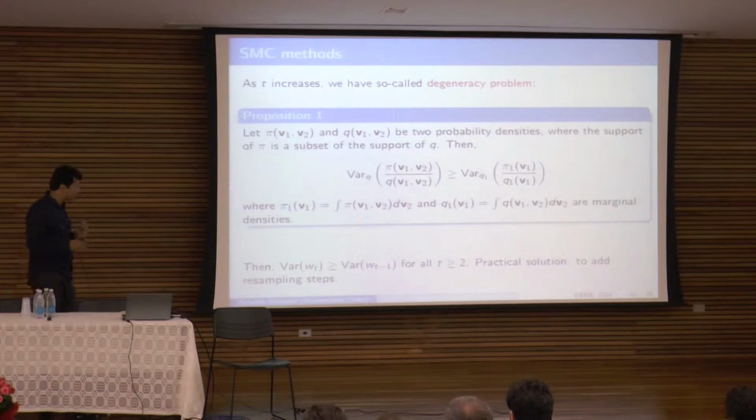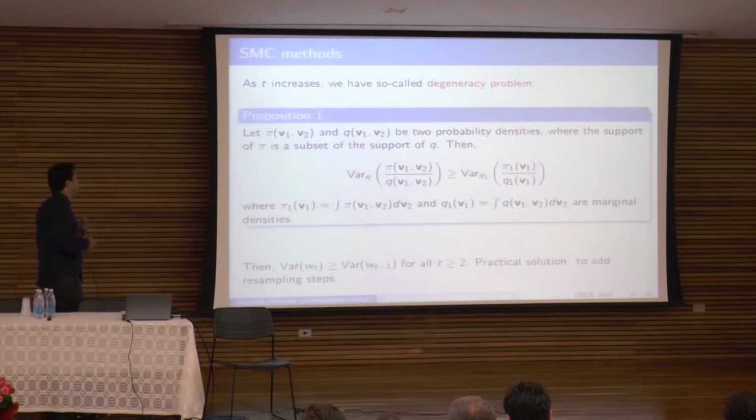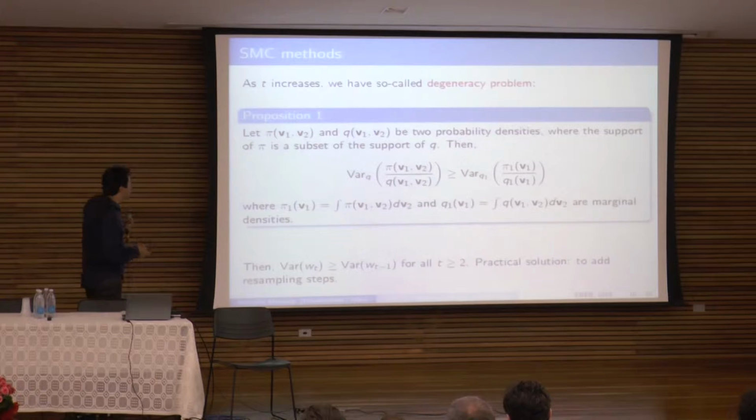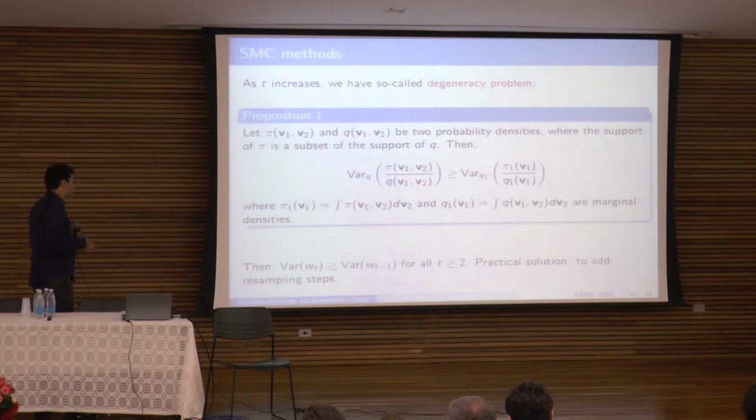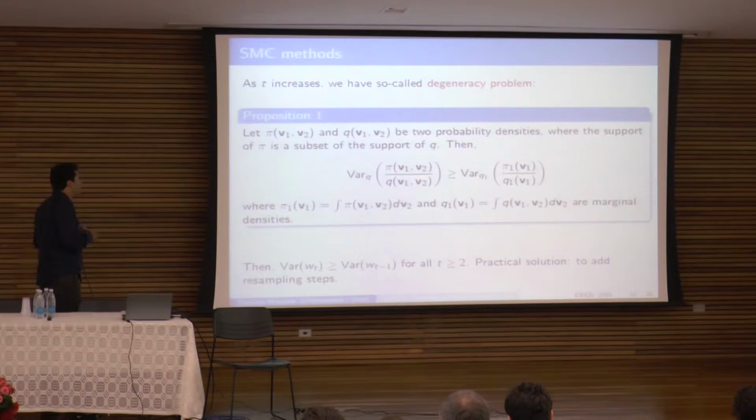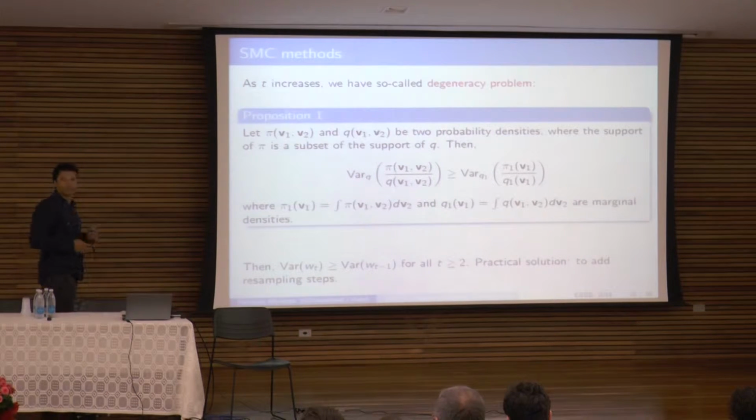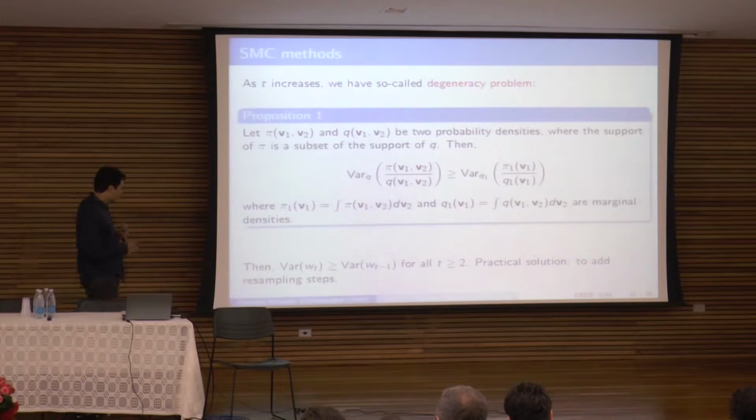So if you remember from statistics, you have this problem here. As t increases, you have the so-called degeneracy problem. You can focus on this proposition here. If you have pi, v1, v2, and q, where v1, v2 are two probability densities and the support of pi is a subset of the support of q, then you note that the variance of this ratio here is greater than the variance of this ratio here. In practice, it implies, as you can see, that as t increases, the variance of the weights is going to increase.